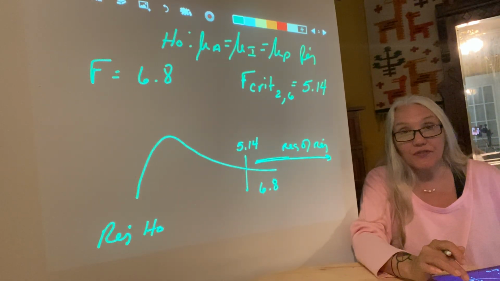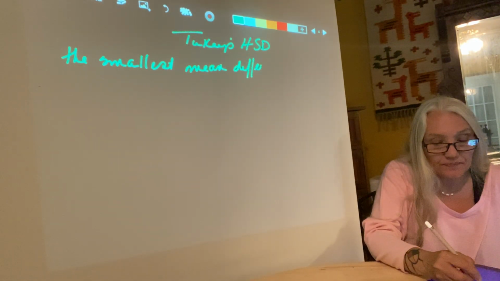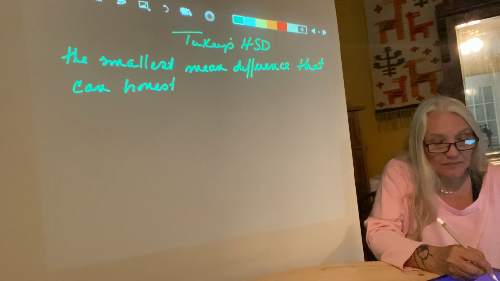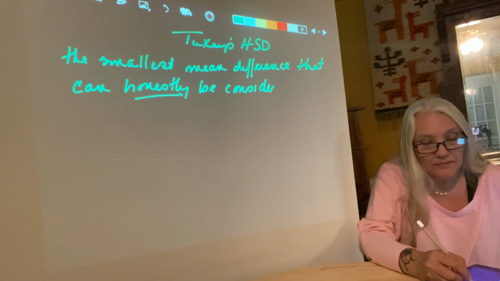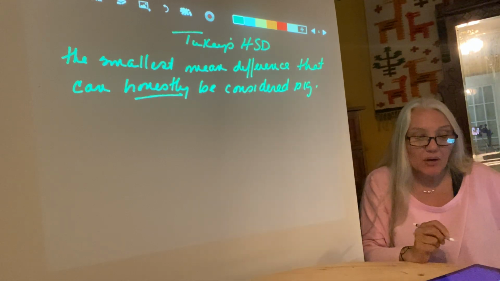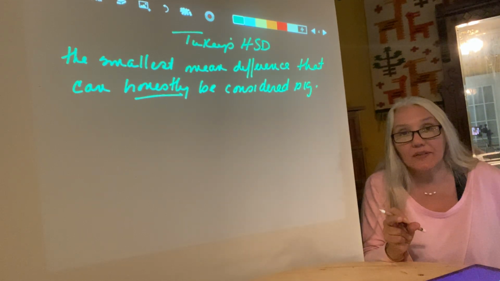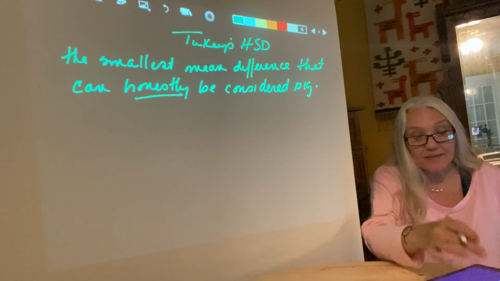So the tool that we have to use for that is Tukey's HSD. And so Tukey's HSD gives us information about the smallest mean difference that can honestly, we need to think on that word a little bit, be considered significant. The smallest mean difference. So when we get done with Tukey's HSD, we're going to have a mean difference. And it's the smallest mean difference between 2 groups that can be considered significant.